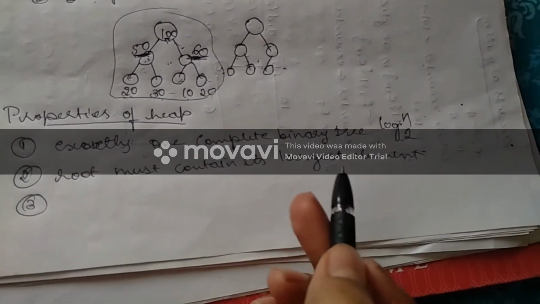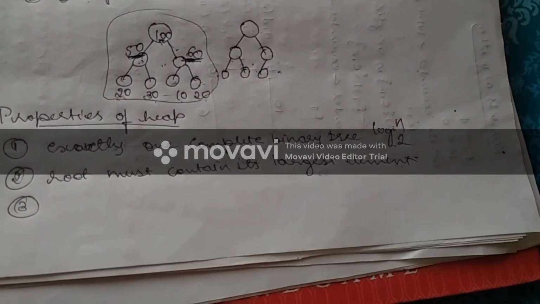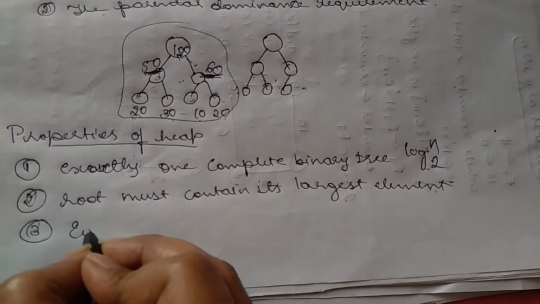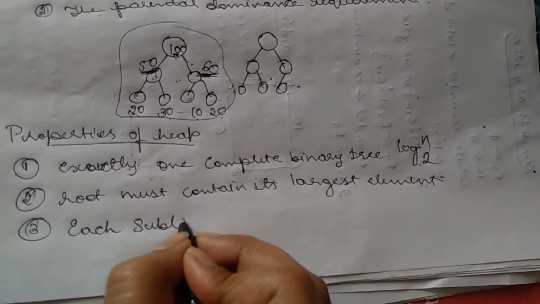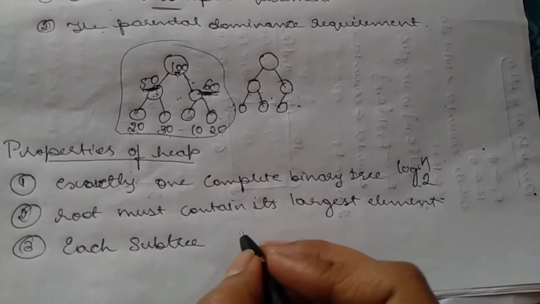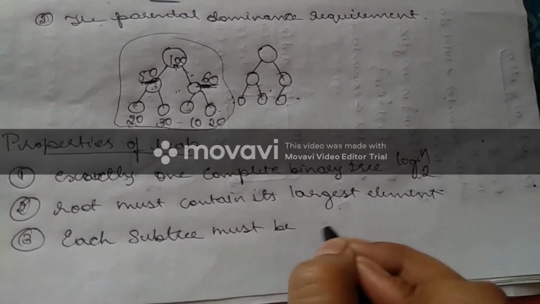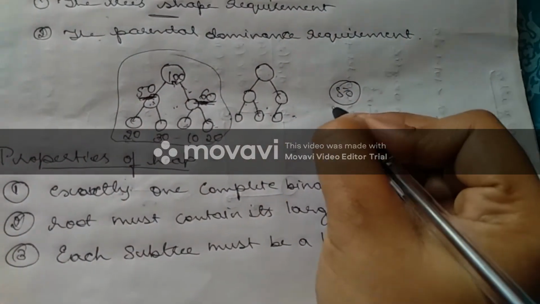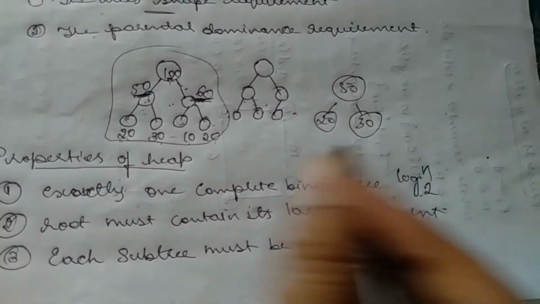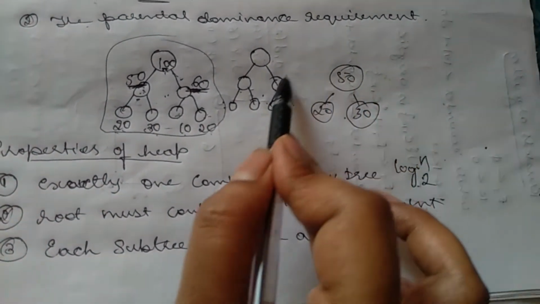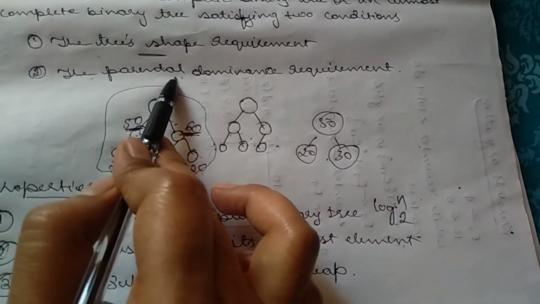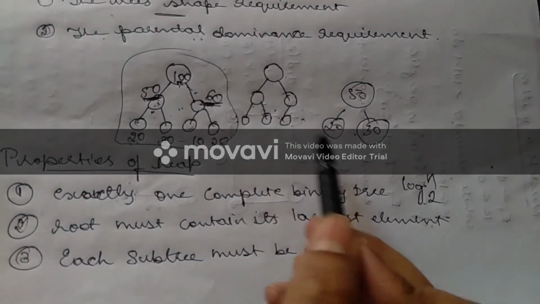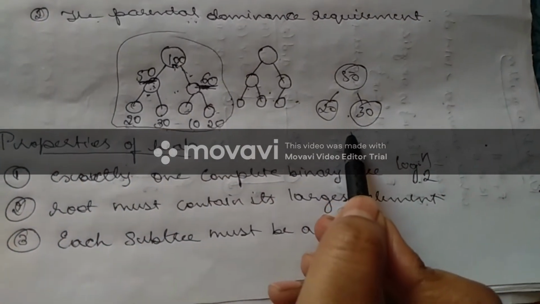Here, a node of a heap considered with all its descendants is also a heap. What is the meaning of that? Each subtree must be a heap. For example, here I'll take 50, 20 and 30 is the subtree of this tree. See, even this also should satisfy these two conditions: that is tree shape requirement and parental dominance requirement. Each and every subtree of a heap should be a heap again.